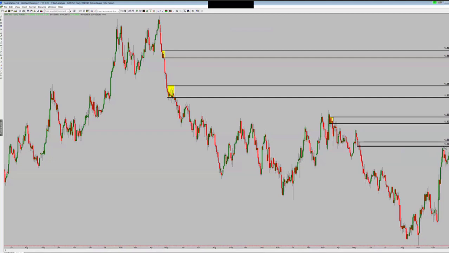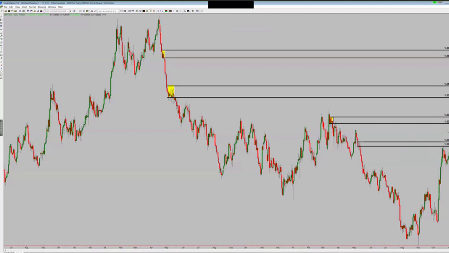Because of how shallow price went into the level, we would be comfortable that the likelihood of price turning again in this area is high. Does that make sense? Okay.